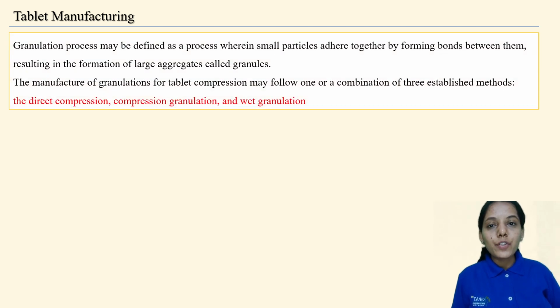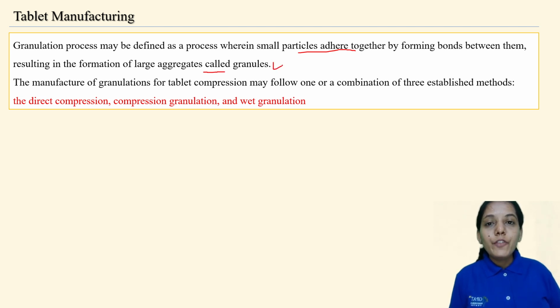Under tablet manufacturing, the important one is the formation of granules. The granulation process may be defined as a process where small particles adhere together by forming bonds between them. Powder form is there, and the granule means slightly bigger particles as compared to powder. The particles form some interactions, some bonds, and come close together, resulting in the formation of large aggregates. That is nothing but granules.